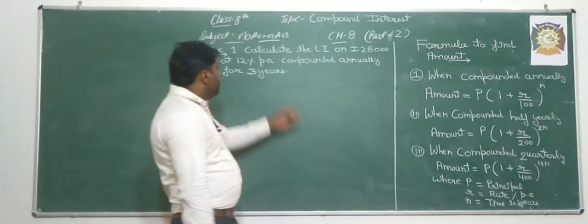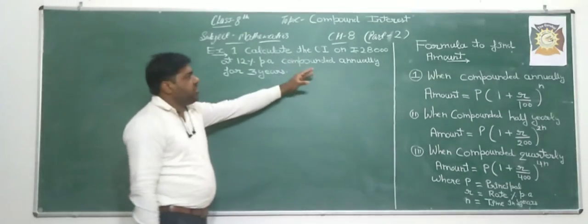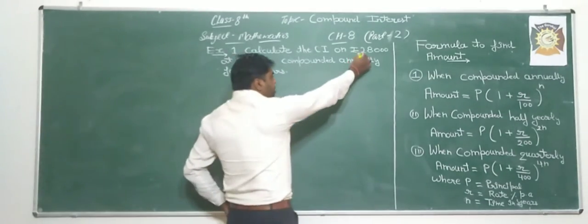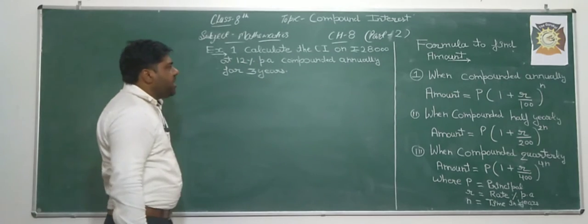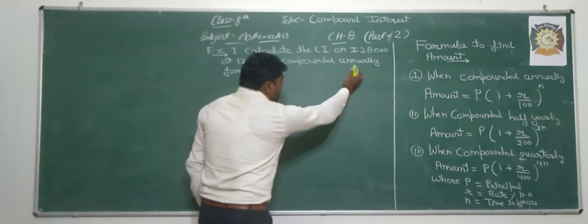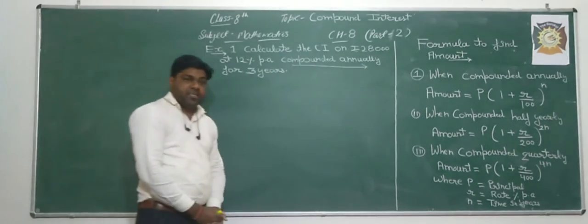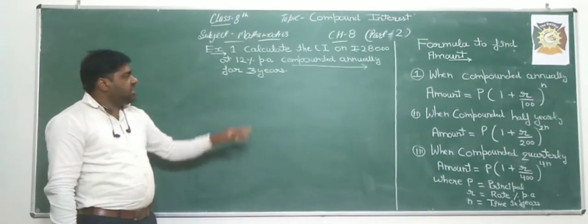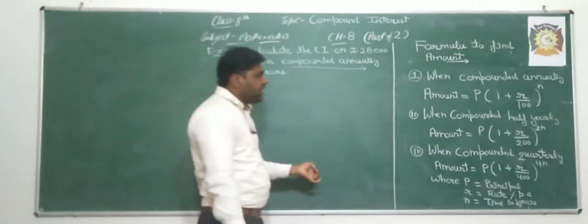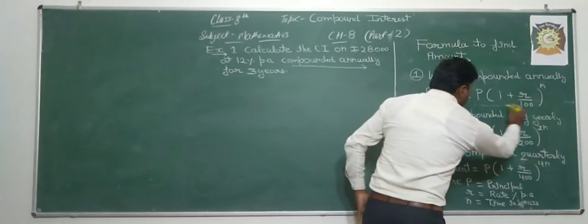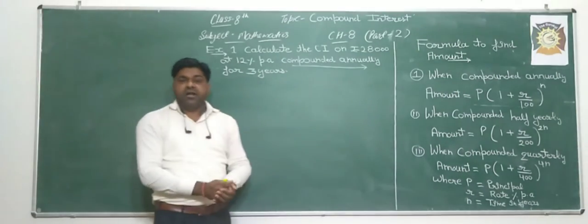For example, now I am taking the first example. Calculate the compound interest on 28,000 rupees at 12% per annum, compounded annually. Observe this carefully, that is very important. Compounded annually for 3 years. Which formula can we use here? We can use this formula, because this is the case of compounded annually.